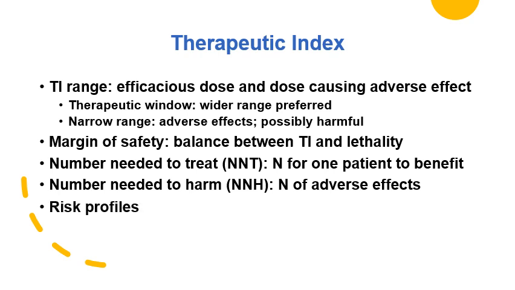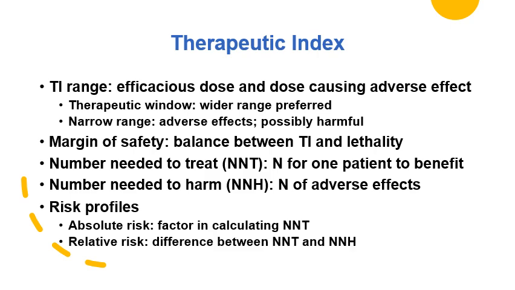The other thing we do is we look at developing risk profiles. One thing to note is that number needed to treat is based on changes of absolute risk. So when developing risk profiles, you have absolute risk, which is a factor in calculating the number needed to treat. Relative risk is actually the difference between the number needed to treat and the number needed to harm, or in other words, a number that would be needed to treat for adverse effects.